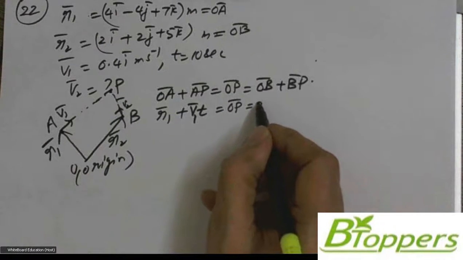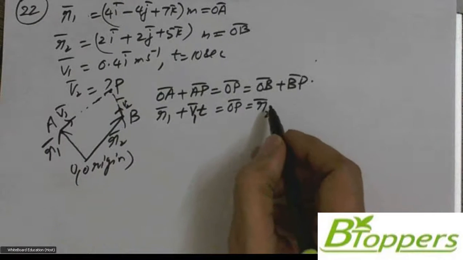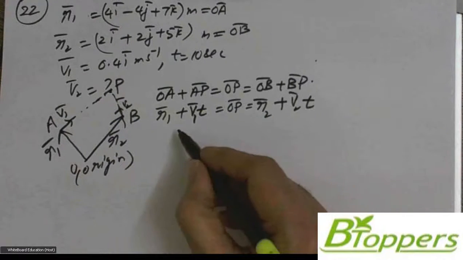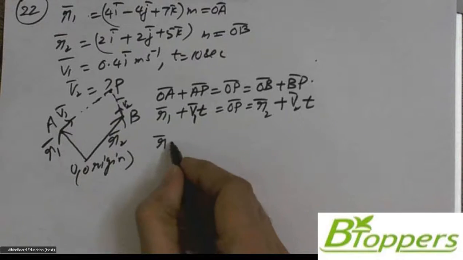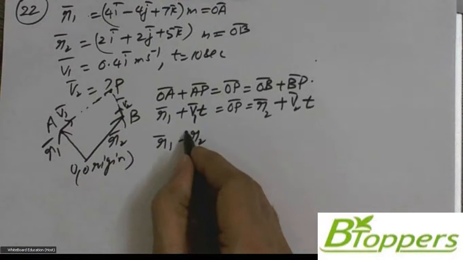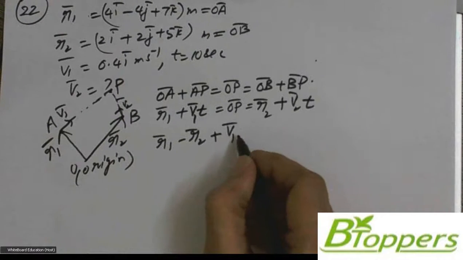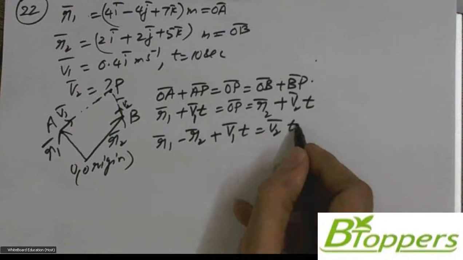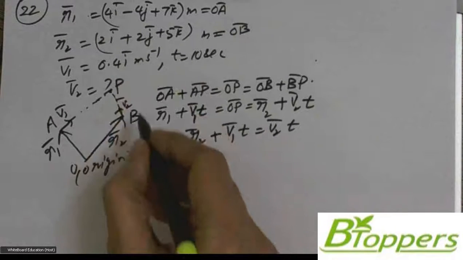OB bar is the position vector of the initial position of the second particle, denoted by R2 bar. BP bar is the displacement of the second particle in time t, which can be written as the velocity of the second particle times t. So from the first and last you can write R1 bar minus R2 bar plus V1 bar into T equal to V2 bar into T. To solve these equations, substitute the given values.